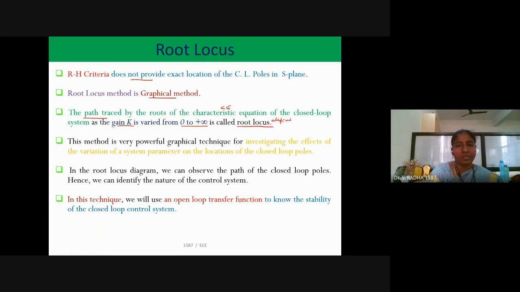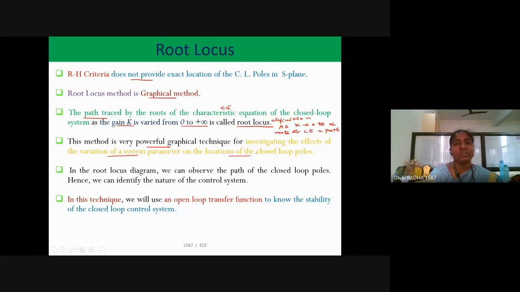So the definition of root locus is, as k varies from 0 to infinite, how the roots of the characteristic equation travel, or how the path of the roots of the characteristic equation goes. So this is the basic definition of root locus. And this method is a powerful method. It tells how the system parameter will affect the system, that is, the variation of the system parameter on the location of closed loop poles.